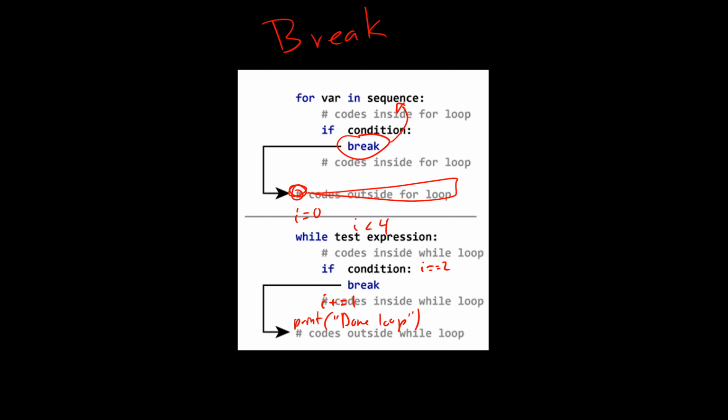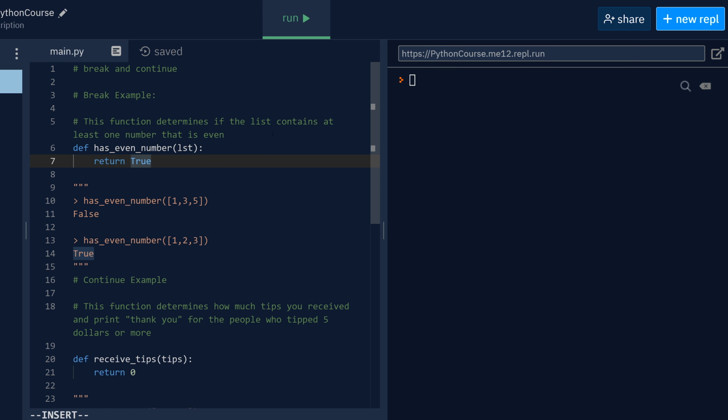So why don't we look at an example so that we can actually understand why we should use a break. Here we have an example. I'm going to write it, but I want you to think about this function, which determines if a list contains at least one number that is even. We are going to use a loop for that, because we want to loop through the whole list to find one number that is even. Let's just do it without breaks or continues, because let's assume that we didn't learn that yet. So how would you do that?